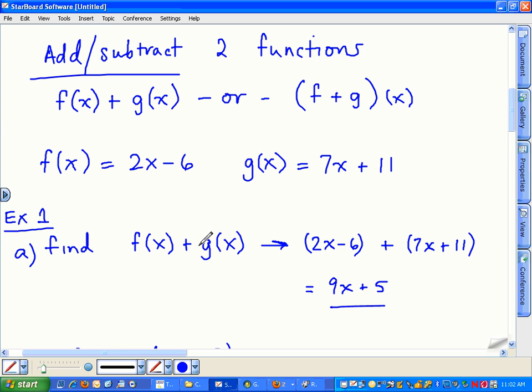It would be written like this on the worksheet. The problem would say find f of x plus g of x, and this is the work that you would do. Nope, 9x plus 5.